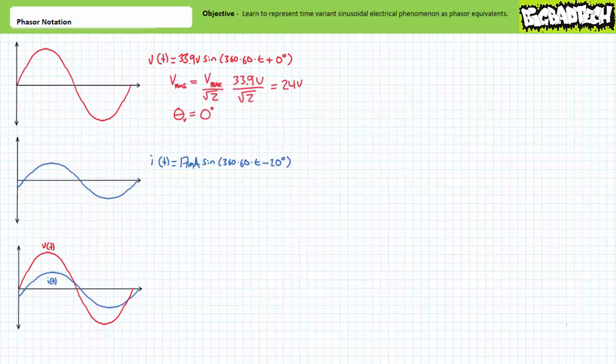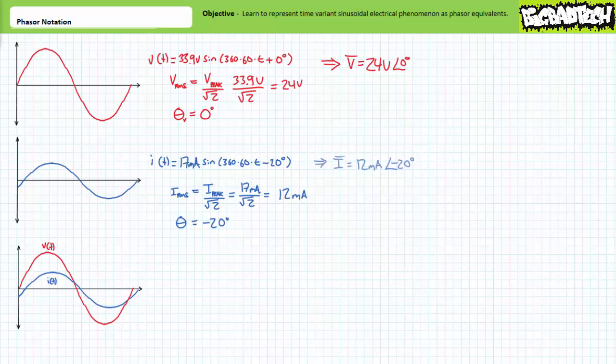The voltage waveform has an effective value of approximately 24 volts, and its phase shift is 0 degrees, meaning it is our reference. Our Phasor representation of voltage is V equals 24 volts at an angle of 0 degrees. The current waveform has an effective value of approximately 12 milliamperes, and is phase shifted negative 20 degrees, meaning it lags our reference voltage by 20 degrees. The Phasor representation of current, I equals 12 milliamperes at an angle of negative 20 degrees.